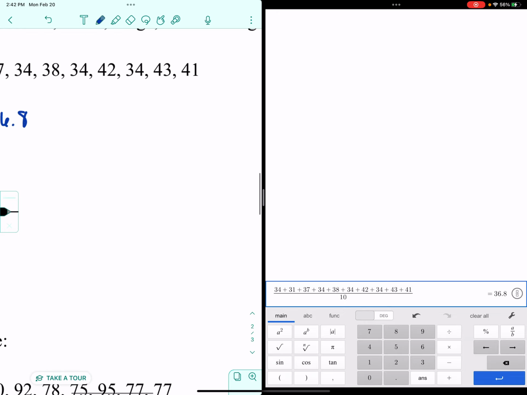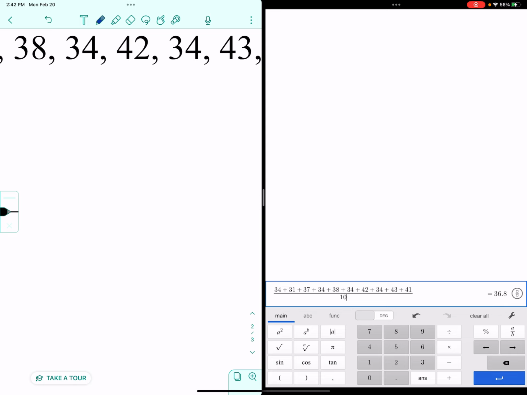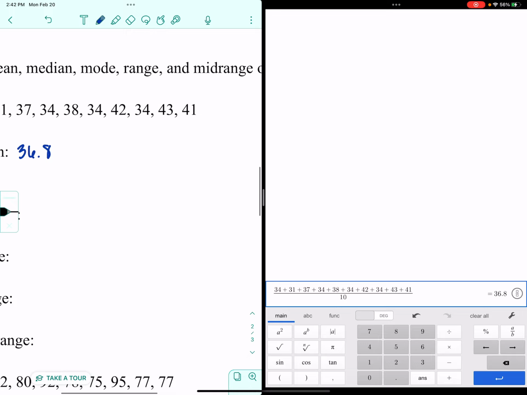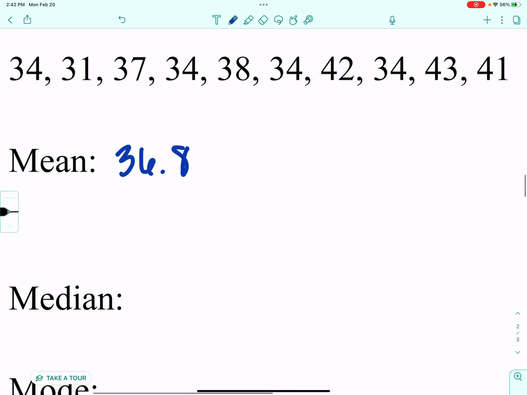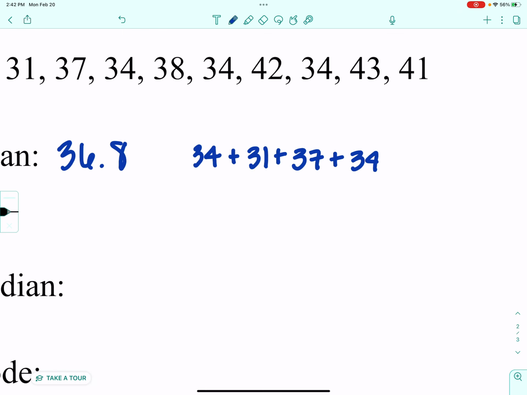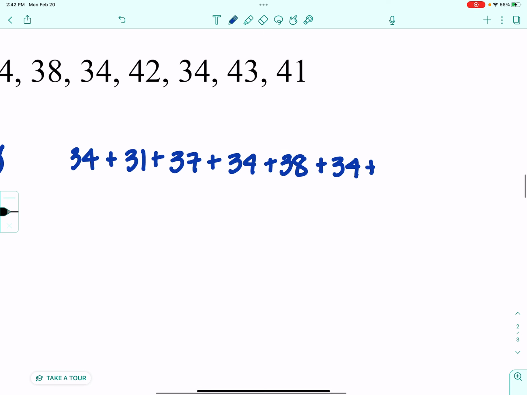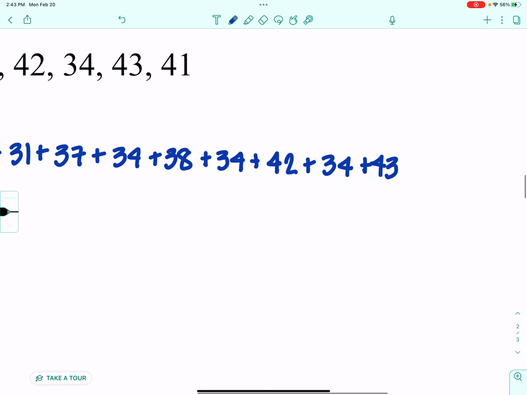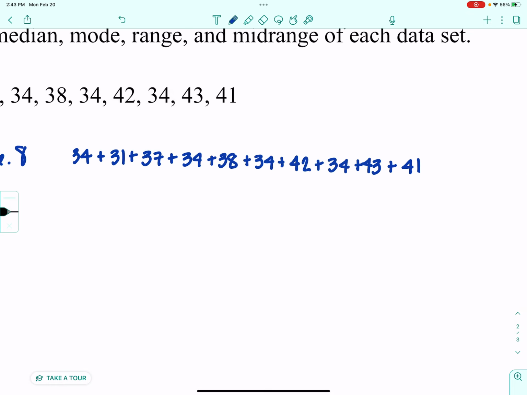For those of you who want the steps written out, we would do, let me close this up. 34 plus 31, 37, 34, 38, 34, 42, 34, 43, and 41, all divided by 10. 2, 3, 4, 5, 6, 7, 8, 9. Yep, 10.